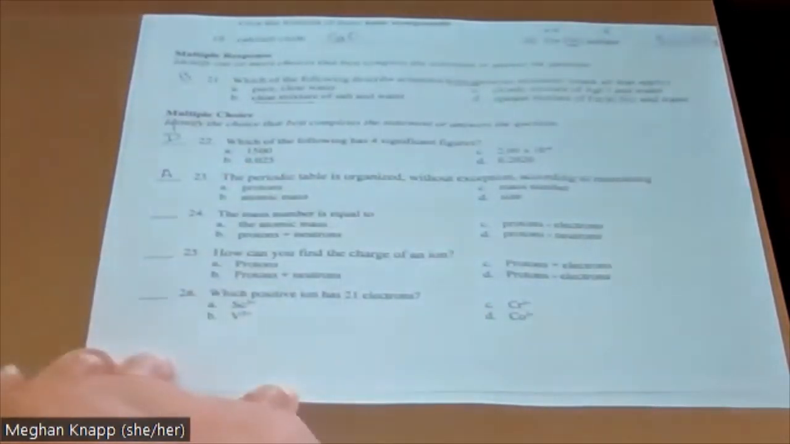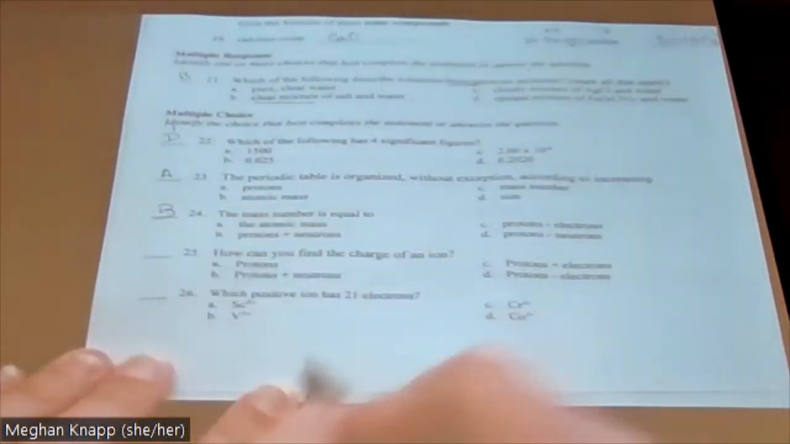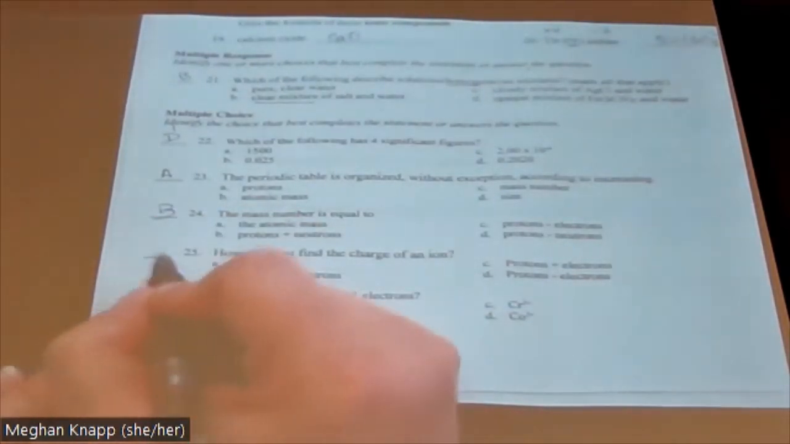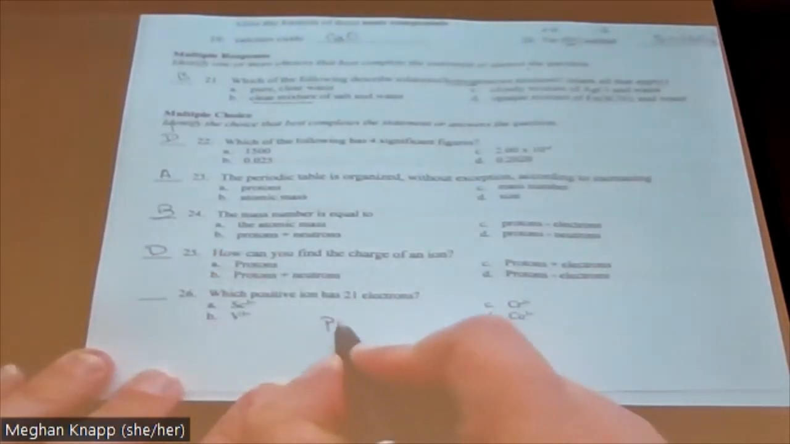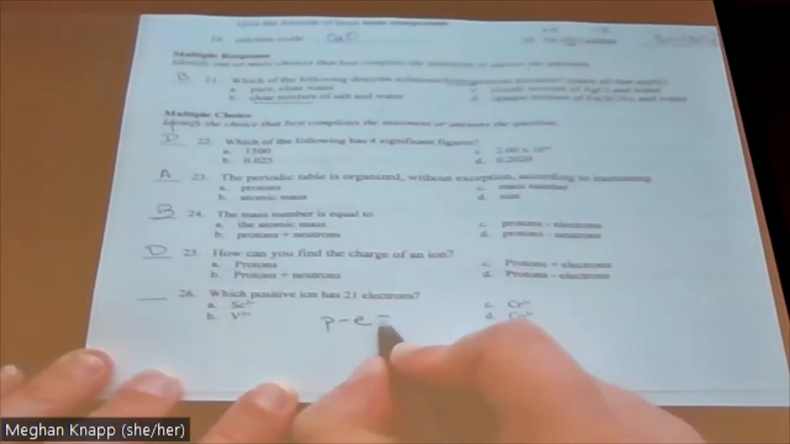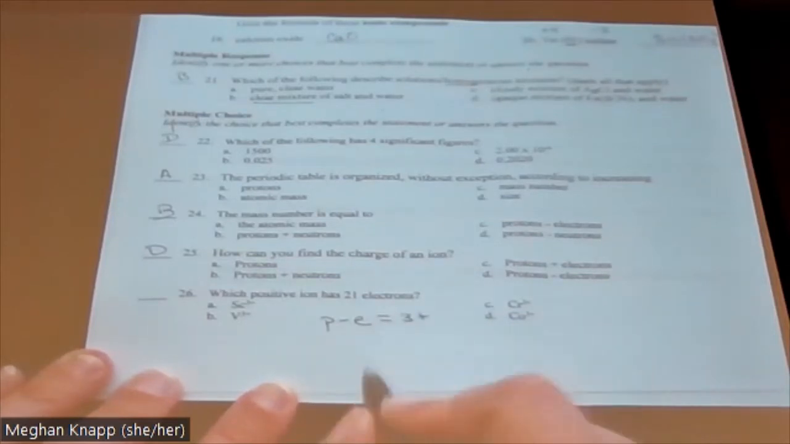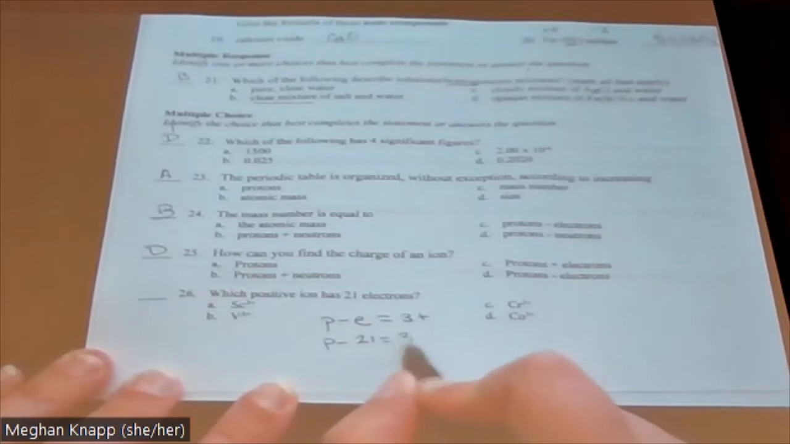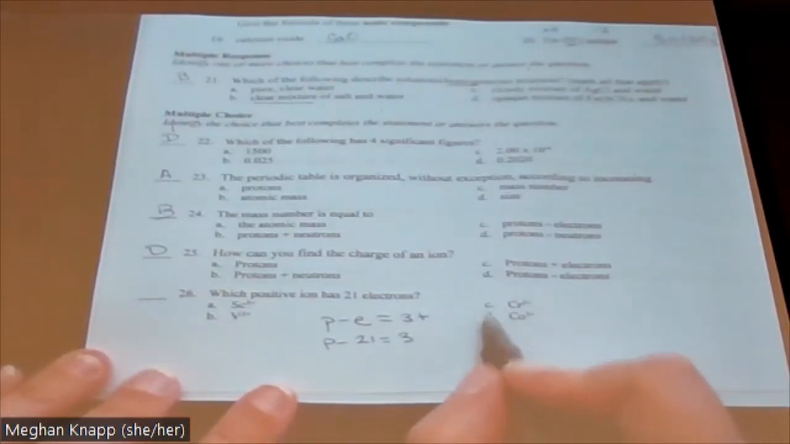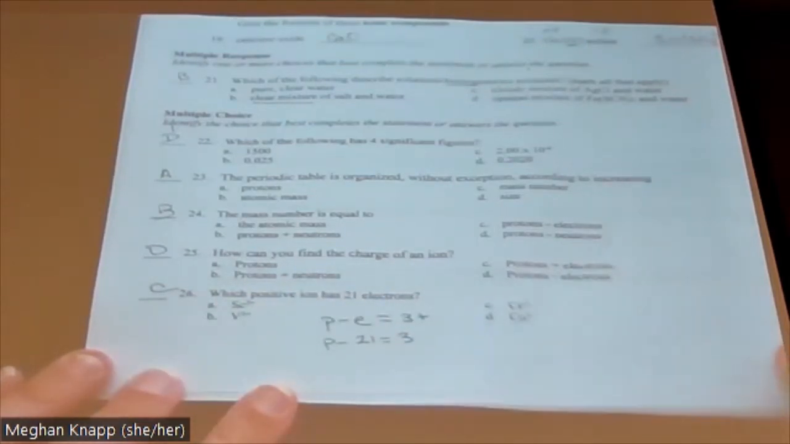A, mass numbers equal to protons plus neutrons. B, charge is protons minus electrons. D, 21 electrons. Using the information from above, I'm going to have all of these have a +3, and I'm trying to get to 21 electrons. So what minus 21 is equal to 3? Well, that's 24. So I find element 24, which is chromium. Okay.